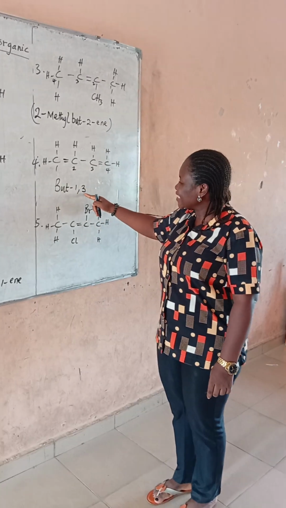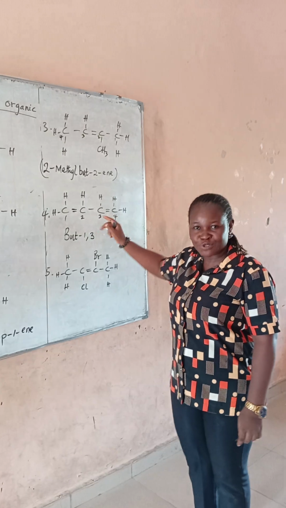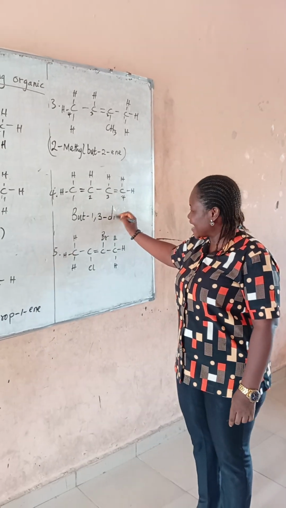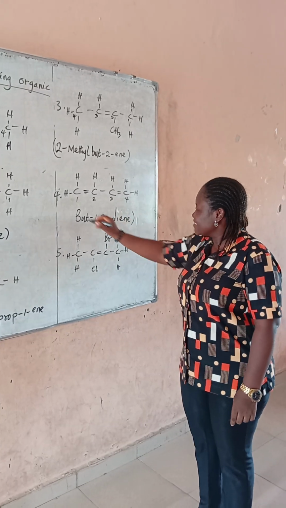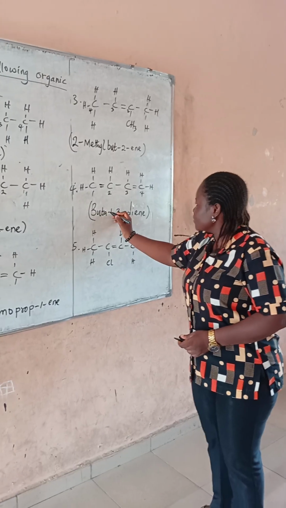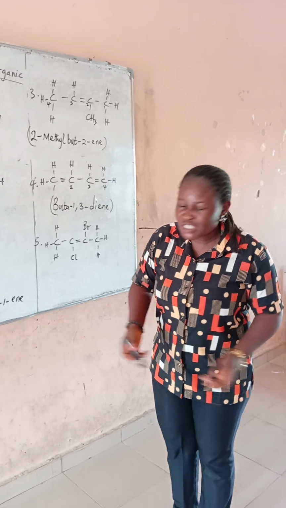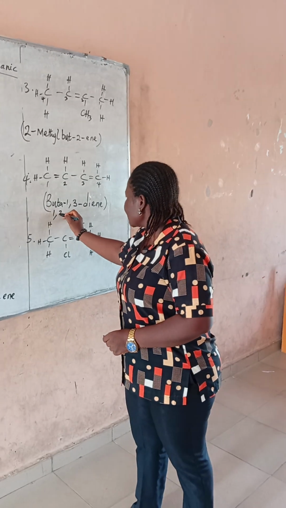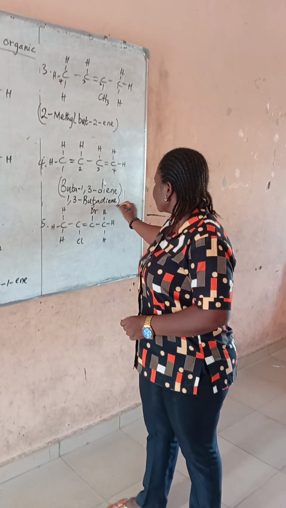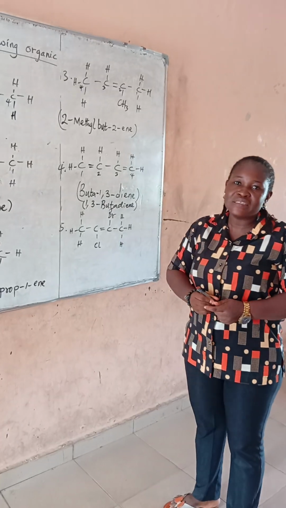So, 1, 3. How many enes are we expecting? Of course, 2 enes. There are 2 double bonds. So, we use a di to represent it. Diene. Buta-1,3-diene. Some texts will give it as 1,3-butadiene. Some textbooks will put it this way as 1,3-butadiene.